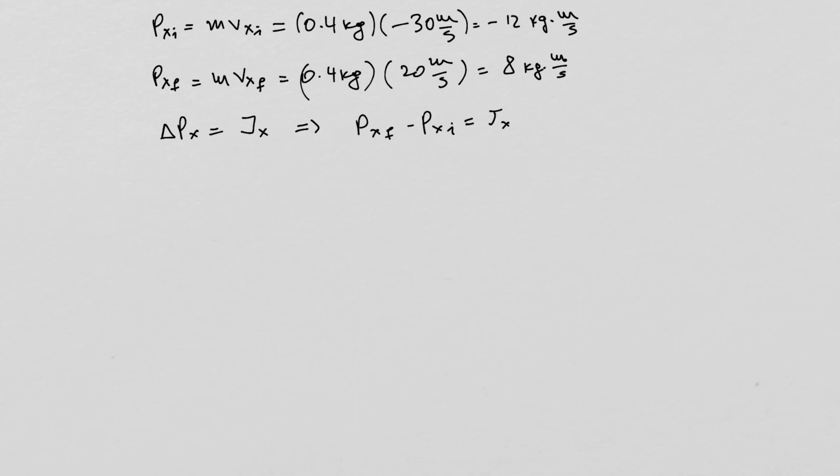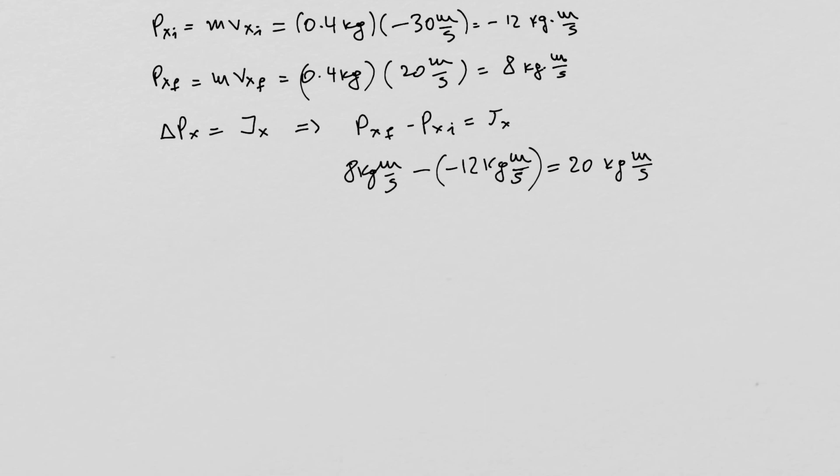Px final is 8 kilograms meters per second. Px initial is minus 12 kilograms meters per second. And so the result of this calculation is 20 kilograms meters per second.